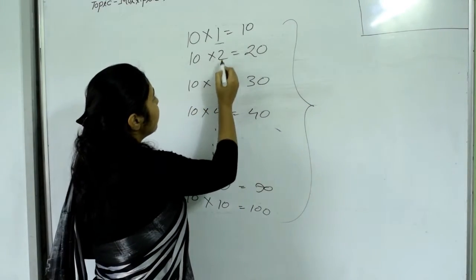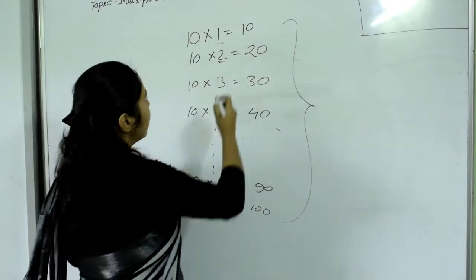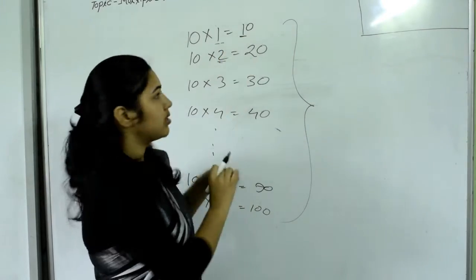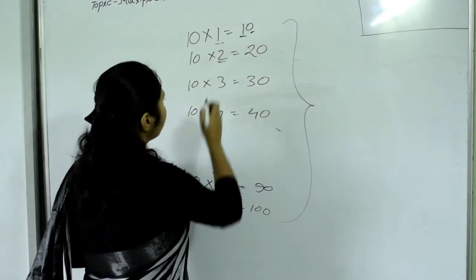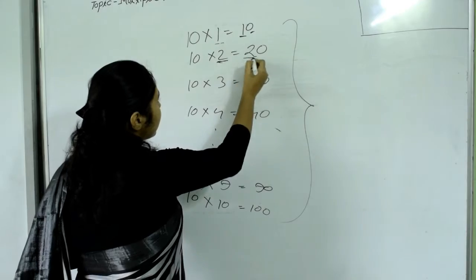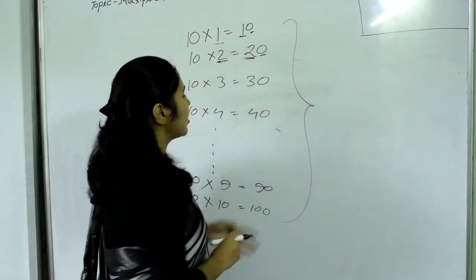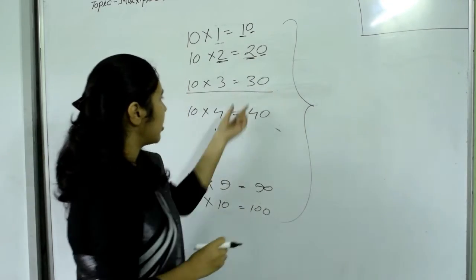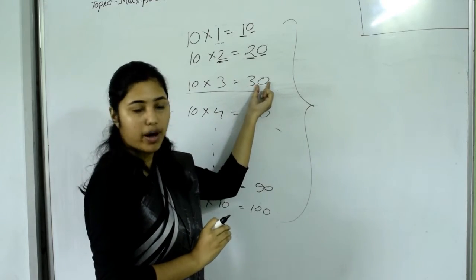Here, if we multiply 10 with any number, then we will get the number first and 1 0 in the ones place. Which means if we multiply 2 with 10, we will get first 2 and then 1 0 in the ones place. Next, here also 3 and 1 extra 0 in ones place.